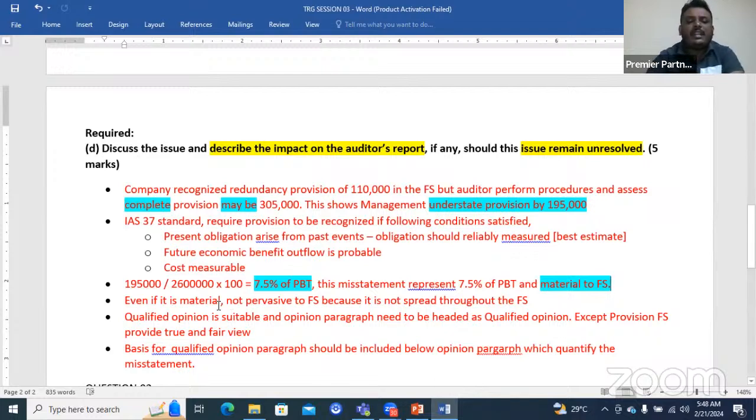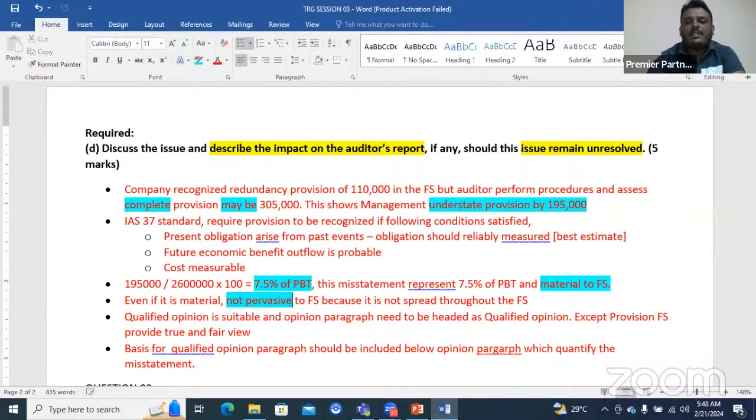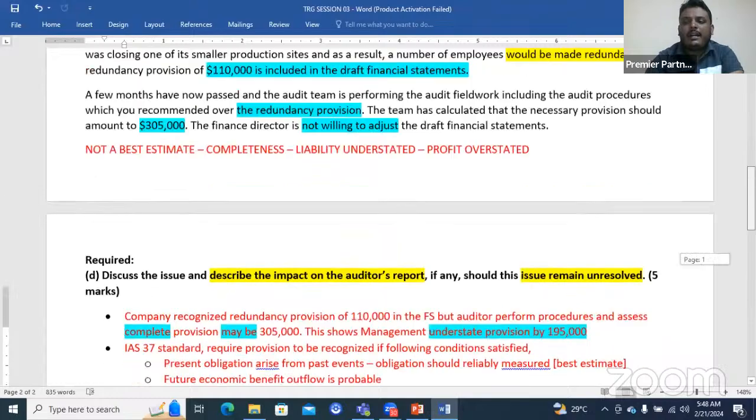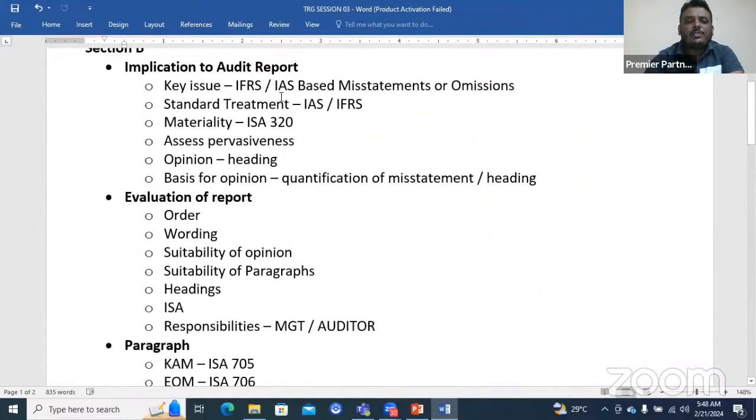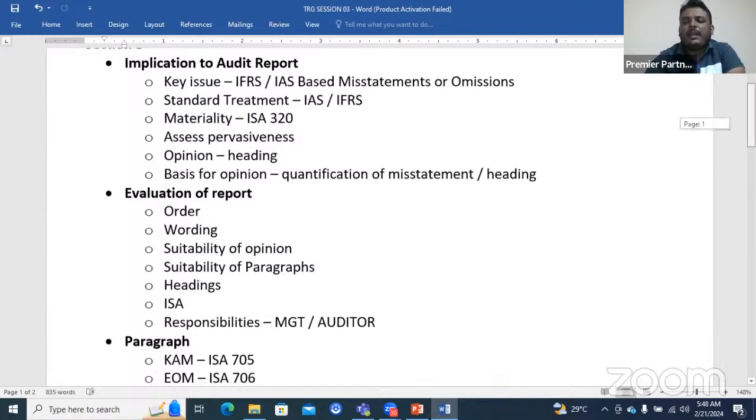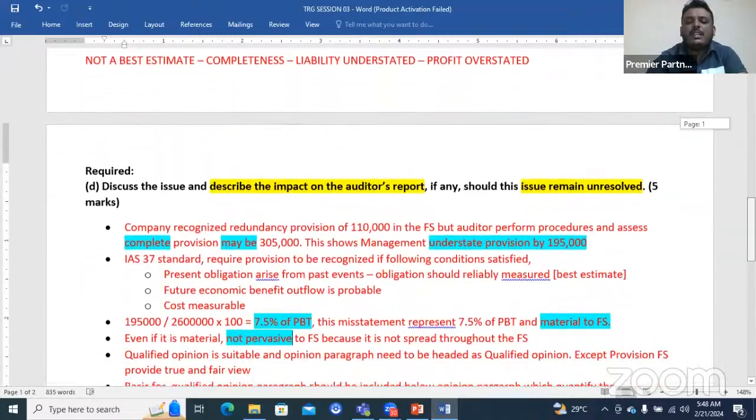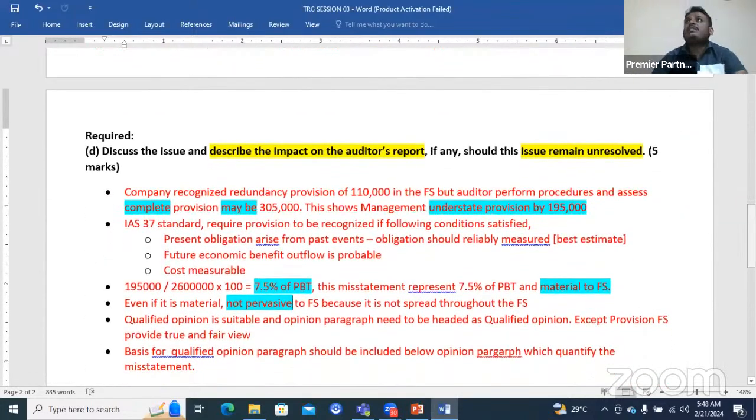Even if it is material, it is not pervasive. Now I am explaining pervasiveness. See my answer pattern. In my answer, I explain the issue, I explain the standard treatment, I explain materiality. Now I'm moving to pervasiveness. So what is pervasiveness? Pervasiveness is a matter of auditor's judgment.